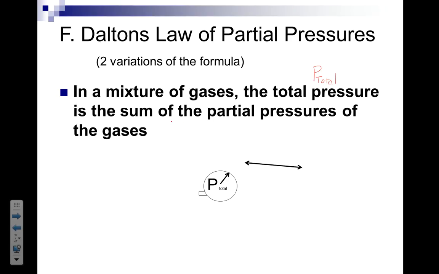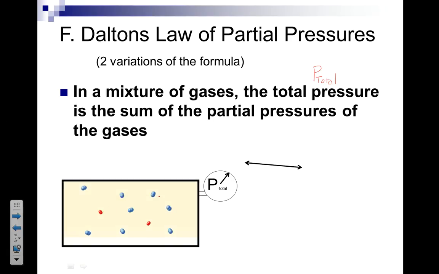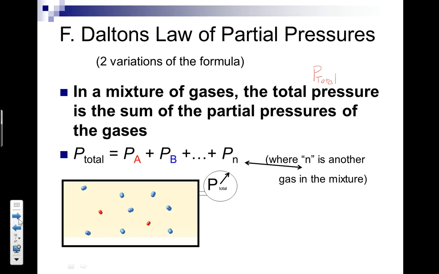is equal to the sum, which means you add it up, of the partial pressures of the individual gases. So if you consider this mixture of gases, the red gas and the blue gas in a container, here's the pressure gauge, which would be registering a total pressure. All the collisions between the particles and the walls of the container is what would cause the pressure.